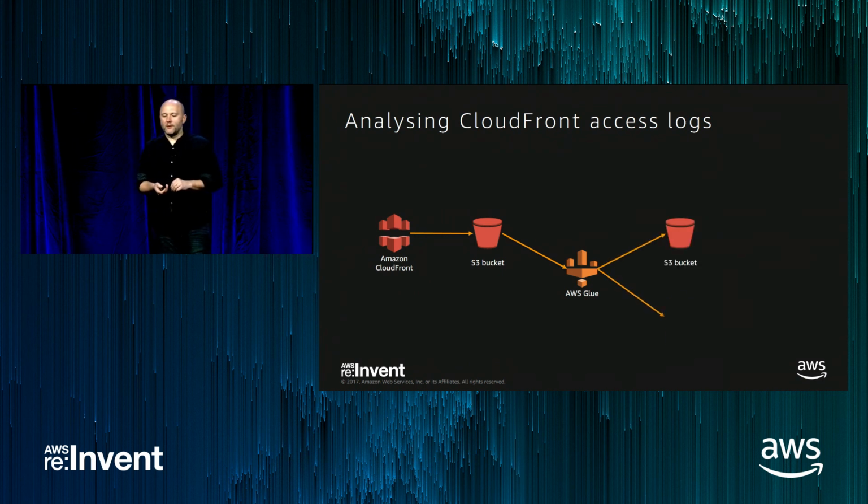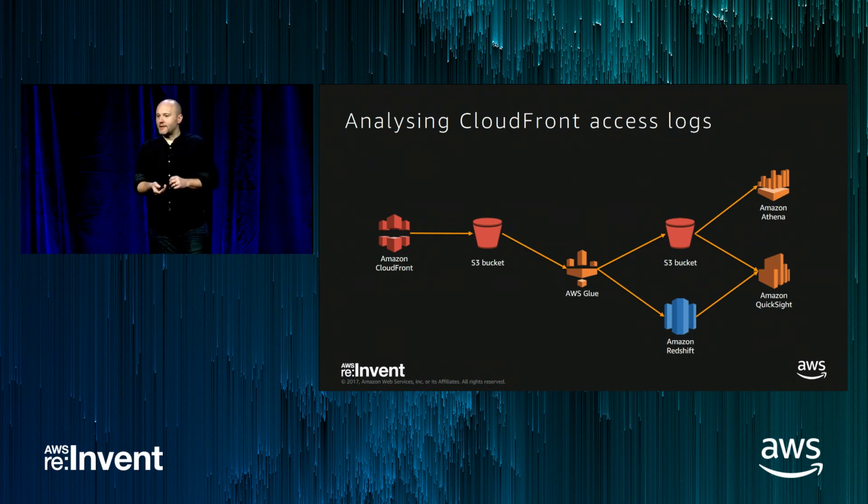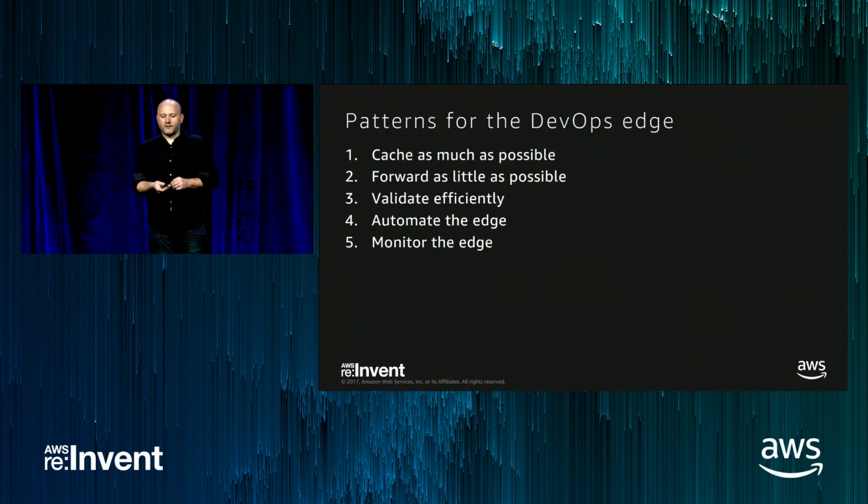And then from there, you can start to store the content in S3 or in Redshift, and then use Amazon QuickSight to analyze and visualize that content. You can also use Amazon Athena against the log files in S3 to query that data using SQL. Or you can use your favorite W3C log parser. So that's all the patterns for the DevOps Edge.